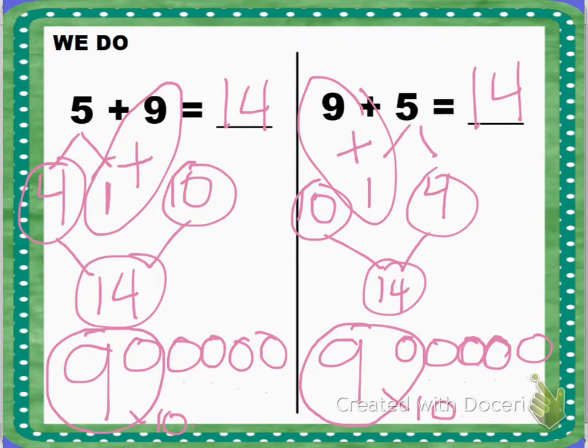So look at this. 5 plus 9 equals 14, and 9 plus 5 equals 14. So that goes to show that even if you flip it, or we do that switcheroo, that commutative property, it's going to be the exact same thing.